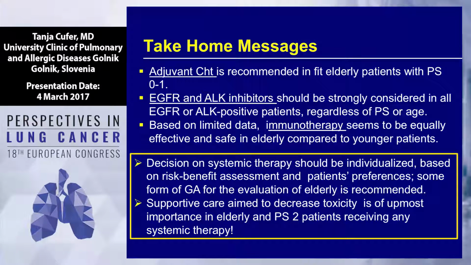So to conclude, the decision on systemic therapy should be individualized based on risk assessment and patient preferences. What is most important for elderly patients and performance status 2 patients is that you really need good supportive care, a good oncologist, good research nurses, and also a socio-economic environment. Thank you.